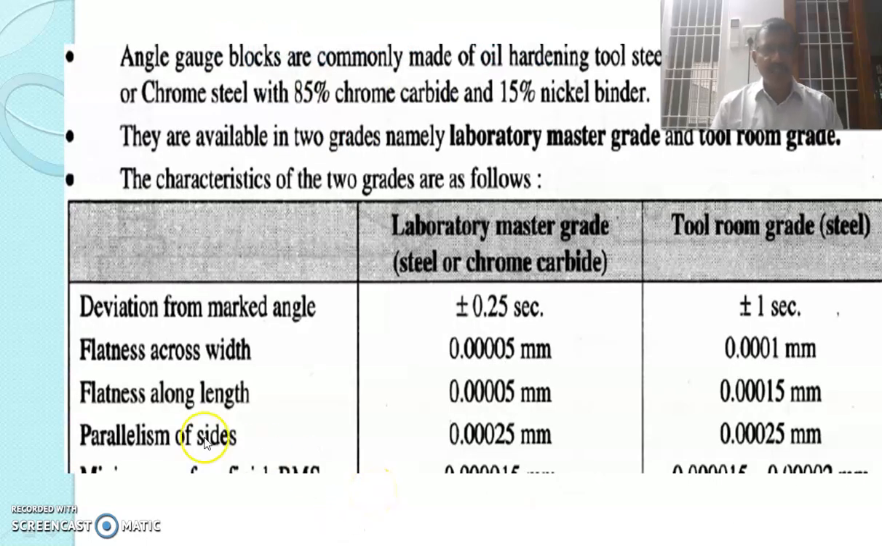Gauge blocks are made of hardened steel, hardened to a Rockwell hardness of C65, or chrome steel with 85% chrome carbide and 15% nickel binder. They are available in two grades: laboratory master grade and tool room grade. The characteristics of the two grades are deviation from the marked angle of plus or minus 0.25 second, and flatness across the width of 0.00005 mm for the master grade and 0.0001 mm for the tool room grade. Flatness along the length and along the sides are also given.